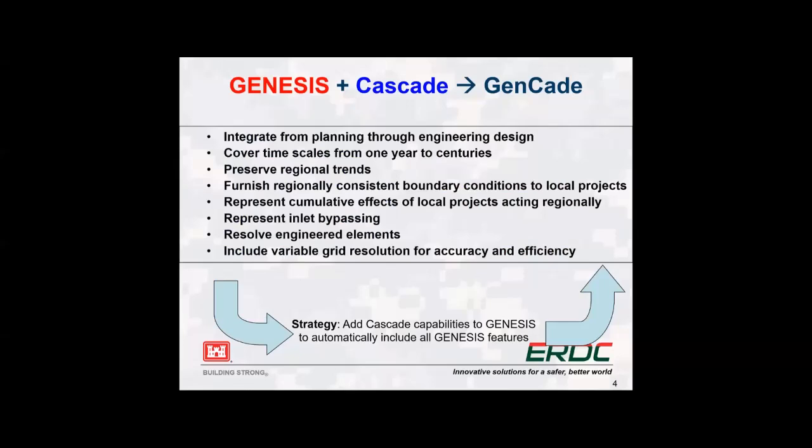Again, the goal was to integrate both planning and engineering, with time scales anywhere from a year to 100 years. It has functionality that allows you to conform to regional trends. And you can represent cumulative effects of local projects, such as nourishments, dredging events, and inlet bypassing, over the course of a 50-year or 100-year span with engineered elements in place. We also have variable grid resolution for increased accuracy while maintaining computational efficiency.